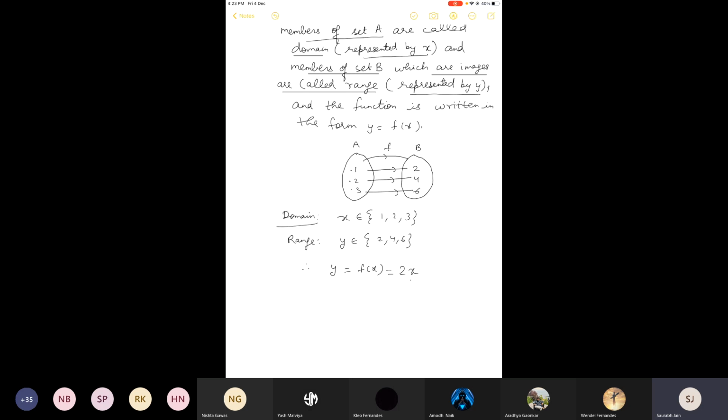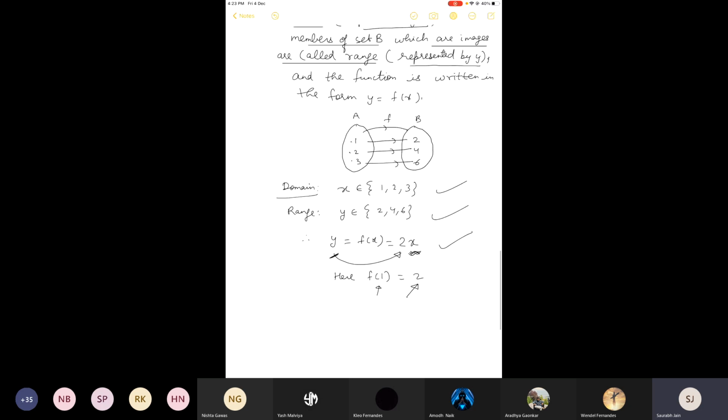This is domain, this is range, this is function. If someone asks what the values of x are here, the answer will be 1, 2, 3. What are the values of y? y is 2, 4, and 6. What is the function? y is f(x) equals 2x. If you want, you can write it like this also. If someone asks what is f of 1, then the answer will be, this is the input, this is the output. f of 1 is 2, f of 2 is 4, f of 3 is 6. Like this we represent. Is it clear?